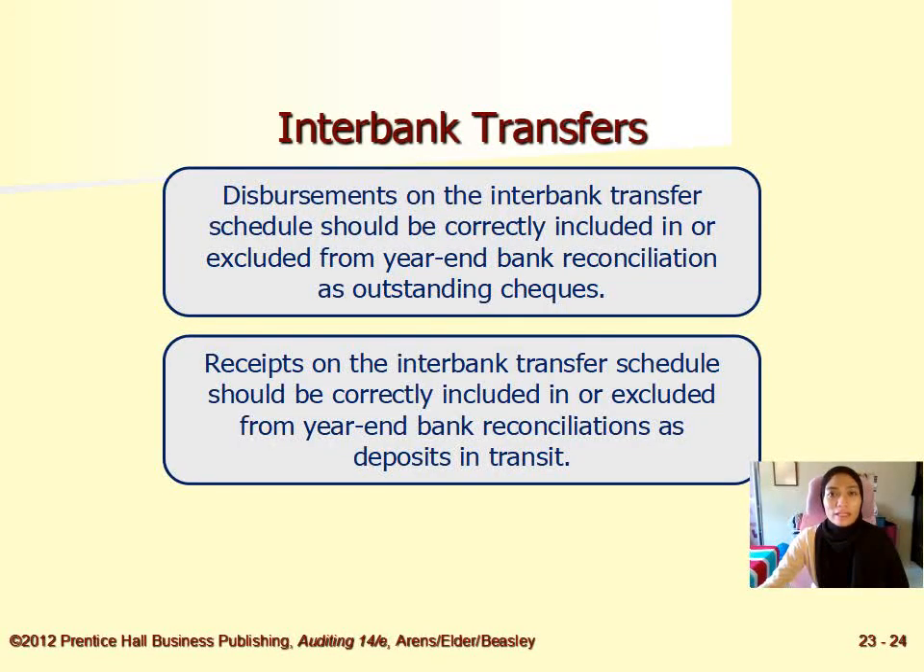Fourth, disbursements on the interbank transfer schedule should be correctly included in or excluded from year-end bank reconciliation as outstanding checks. Understatement of outstanding checks on the bank reconciliation indicates the possibility of cheating. Fifth, receipts on the interbank transfer schedule should be correctly included in or excluded from year-end bank reconciliations as deposits in transit. Overstating deposits in transit on the bank reconciliation indicates the possibility of cheating.